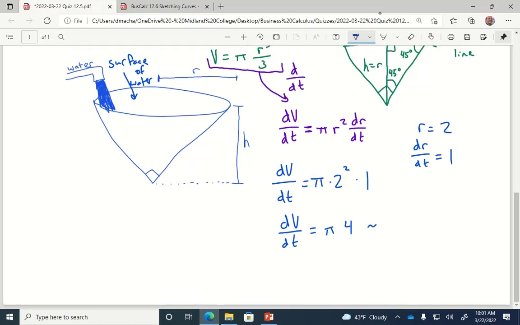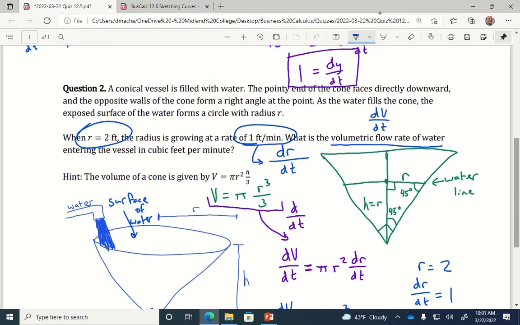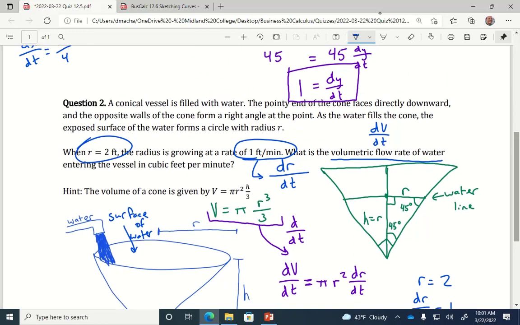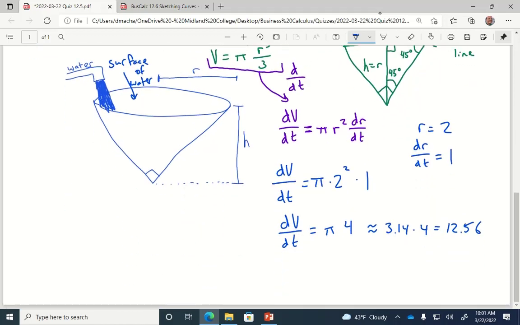And pi is approximately 3.14. And if this were an exam, you would have a calculator. But 14 times 4 is 56. And so this is going to be 12.56-ish. And the units of volume here are going to be cubic feet, and the units of time are minutes. And so this is almost 13 cubic feet per minute. That is the flow rate of the water entering the vessel, which is a pretty rapid flow rate of water.